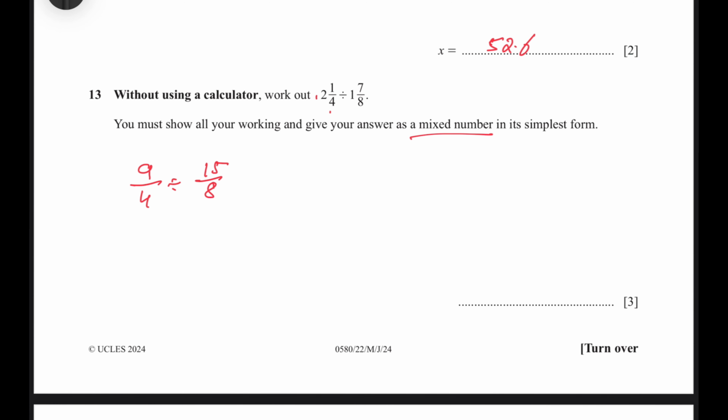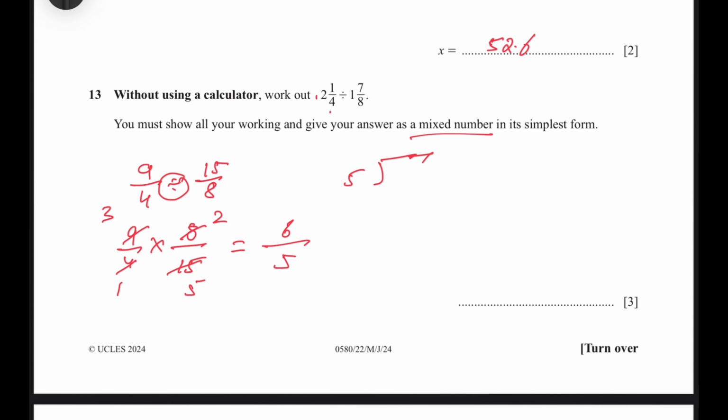Okay. Now when you do 9 by 4 and you change the sign to multiplication, this will be reciprocated, 8 by 15. Now we can cancel out the terms. 4 ones are 4, 4 twos are 8, and 3 threes are 9, 3 fives are 15. So this is 6 by 5. And also by the actual division, when you divide 6 by 5, 5 ones are 5, remainder is 1. So the answer will be 1 1/5 in the mixed form.